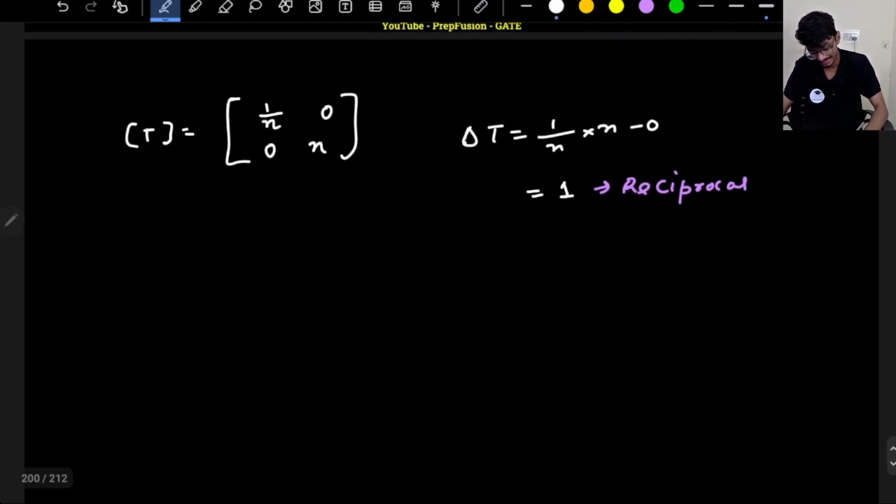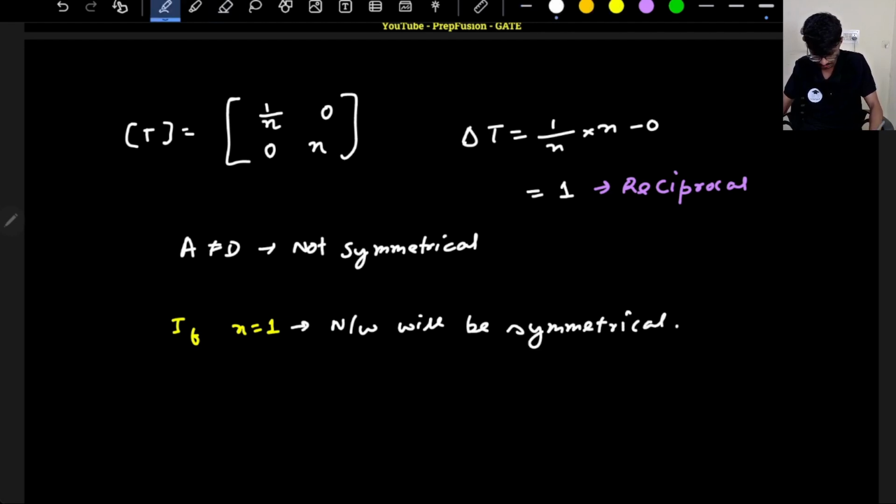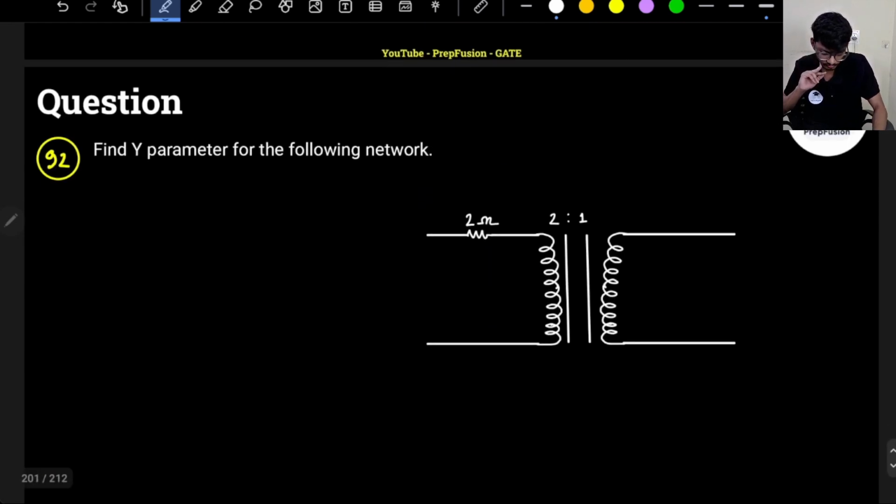And is it symmetrical? No, right? My A is not equal to D, hence the network is not symmetrical. It will be symmetrical if my n is equal to 1. Same condition, right? If n is equal to 1, then the network will be symmetrical. Okay, so I hope you have got the point.